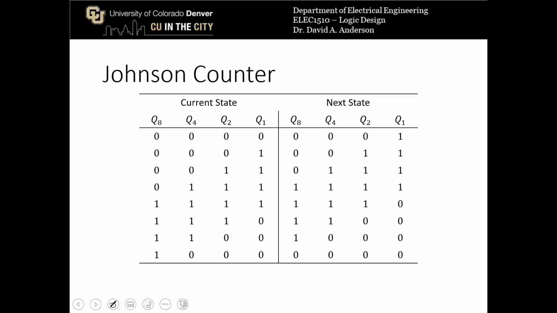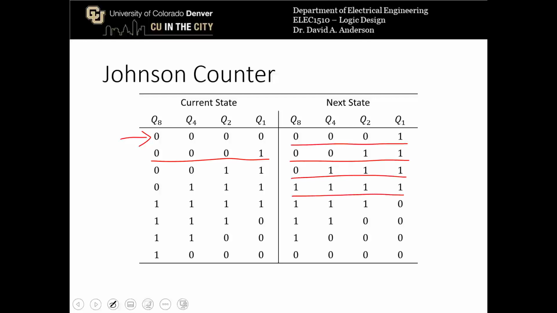Another type of counter is called a Johnson counter. This one just has a different behavior. We start off in 0, 0, 0, 0 and move to 0, 0, 0, 1. Then from 0, 0, 0, 1, we move to 0, 0, 1, 1. And so basically from there we go to 0, 1, 1, 1, then 1, 1, 1, 1, and then 1, 1, 1, 0.